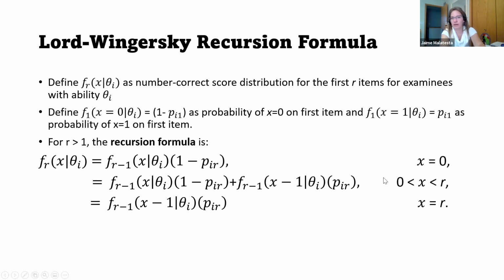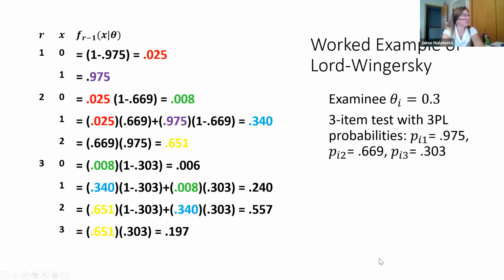So even when we have a 36 item test, we don't have this huge string of 36 potential ways of scoring a 36 on a 36 item test. So let me go over this with you. Okay, so here's a worked example.